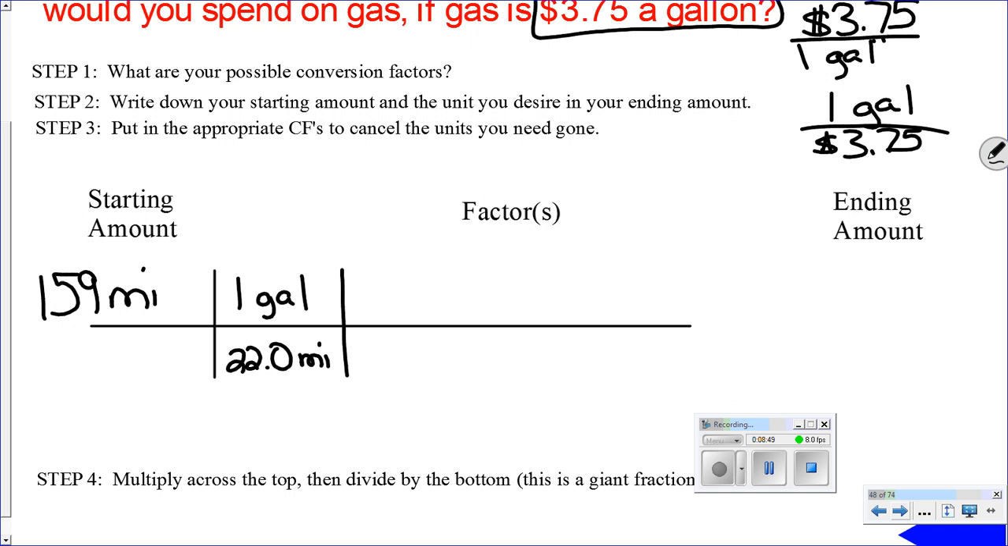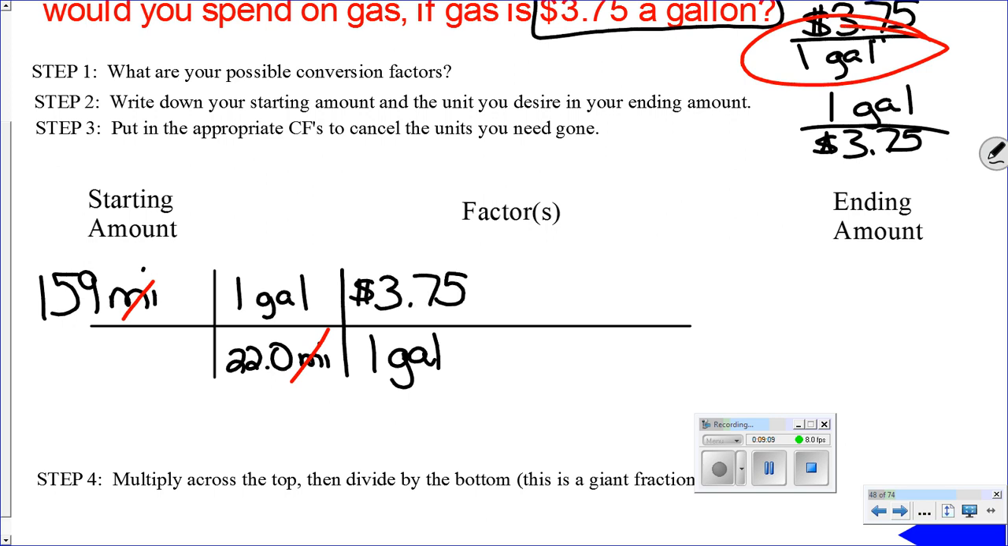And then that will allow me to cancel out my miles. Now I have to get rid of gallons, so I'm going to need gallons on the bottom. So I look at my two factors that I made over here. This one right here gives me gallons on the bottom. So I'm going to have 1 gallon, and I'm going to have $3.75 on top.